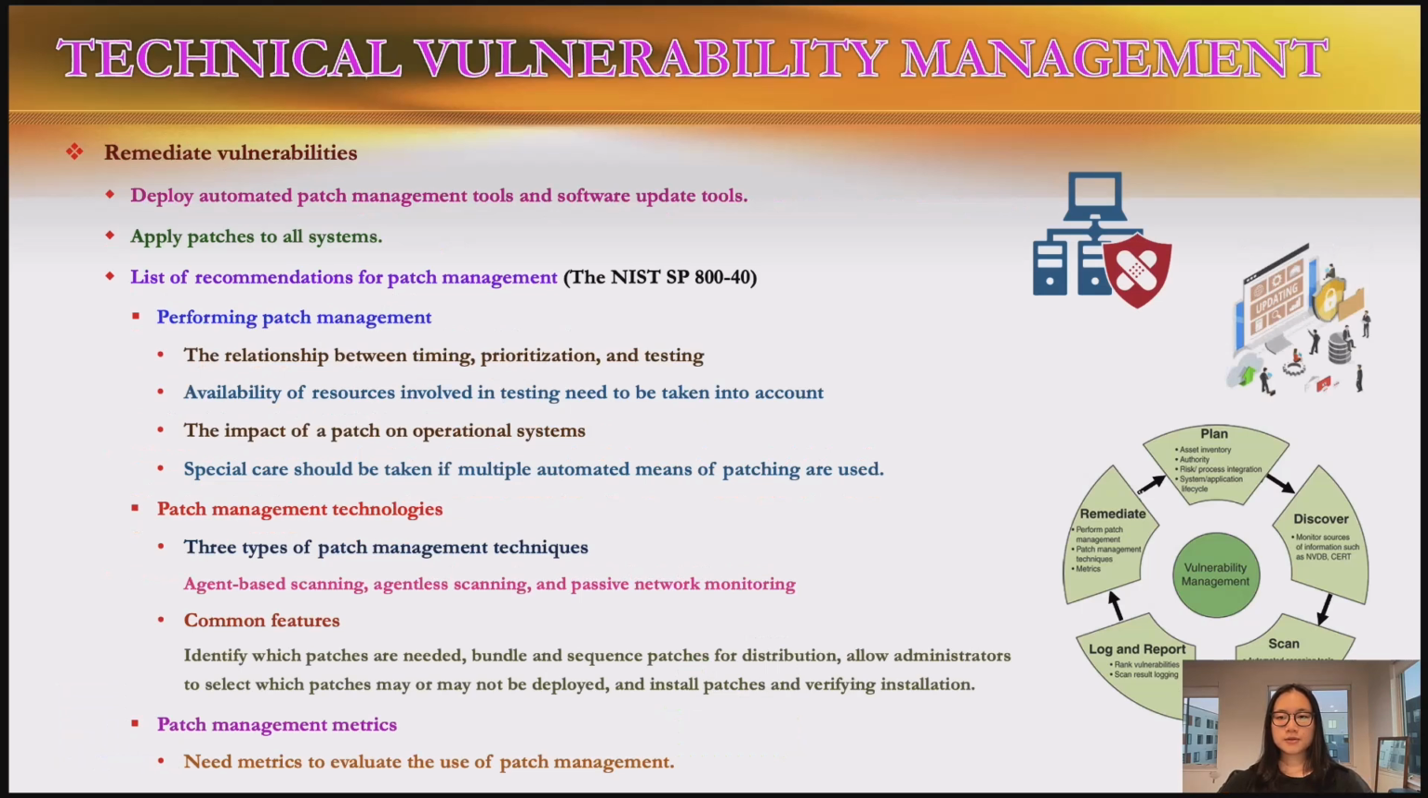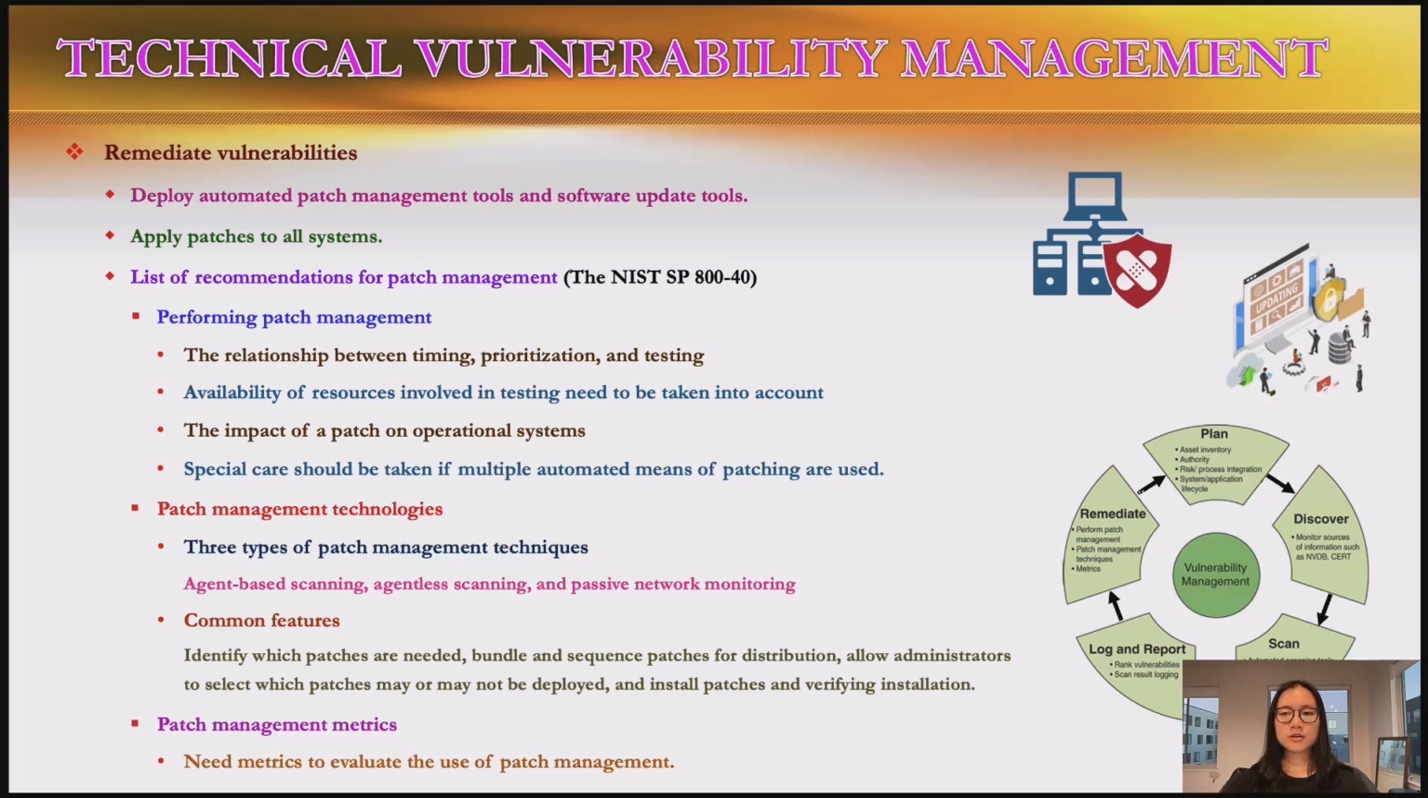It is necessary for organizations to deploy automated patch mechanism and software update tools for operating systems, software, and applications on all systems to ensure that such tools are available and safe. Organizations should also apply patches to all systems, even the systems that are not accessible from the internet. The National Institute of Standard and Technology Special Publication Guide to Enterprise Patch Management Technologies provides a very detailed list of recommendations for patch management.